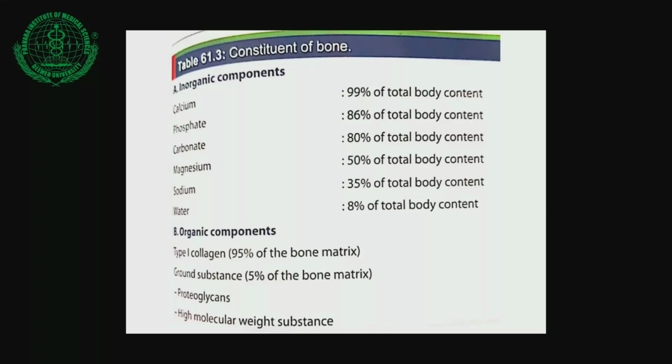Coming to the organic components, type 1 collagen is 95% of the bone matrix. Ground substance is 5% of the bone matrix. It contains proteoglycans, high molecular weight substances, etc.